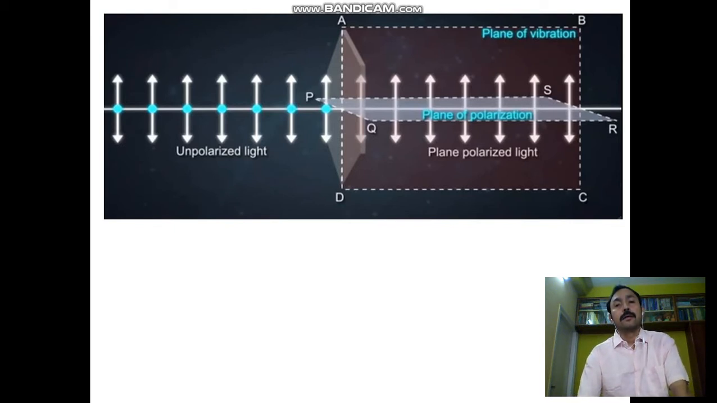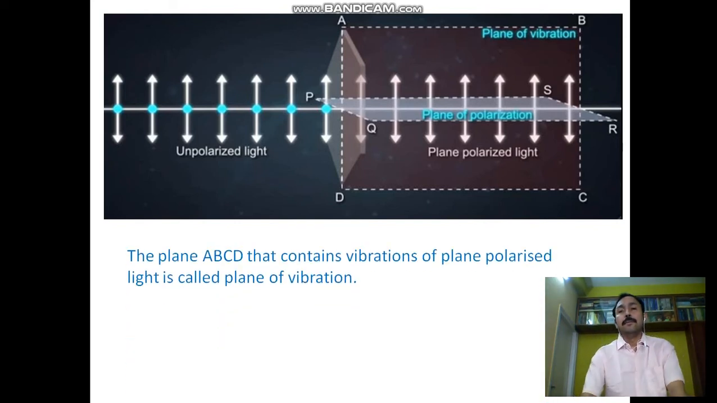Now in this figure, unpolarized light from the left side is falling on the crystal and its crystallographic axis, as already I have discussed. After the polarization, the vibrations are shown on the right side. Here ABCD contains the vibration. That means vibration of plane polarized light. ABCD is known as the plane of vibration.